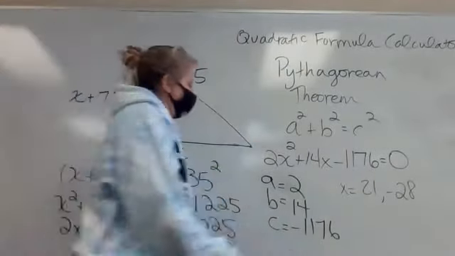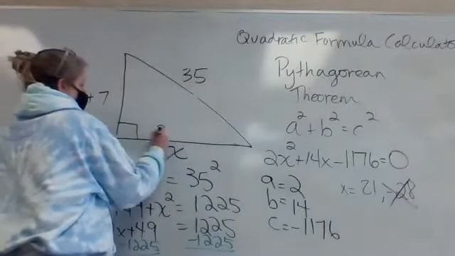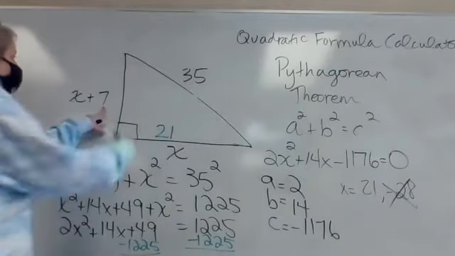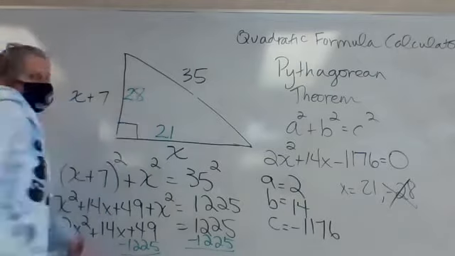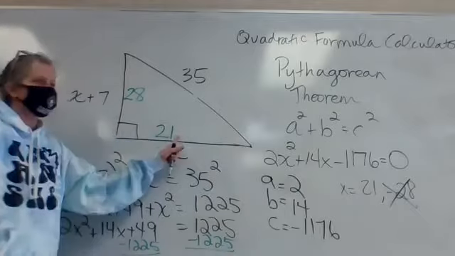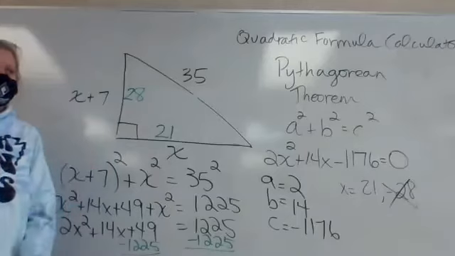Okay, so my X, which represents here, is 21. The height of the tower is 21 plus 7, so 28. Okay, so it does ask you those 2 questions. It says the distance from the wire to the tower. So from the wire to the tower is 21, and the height of the tower is 28.